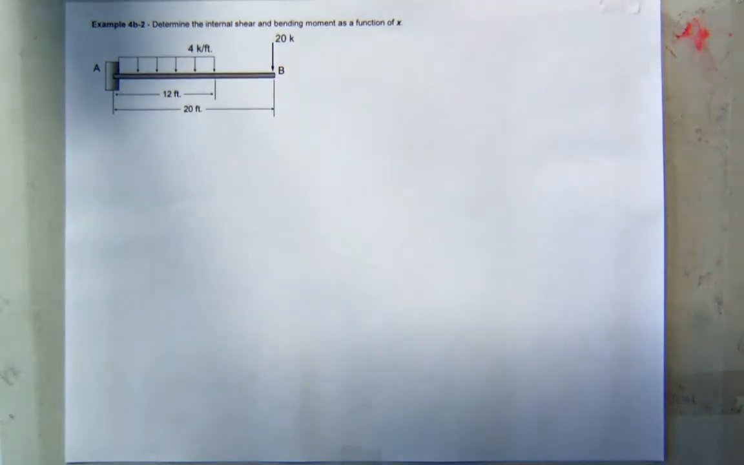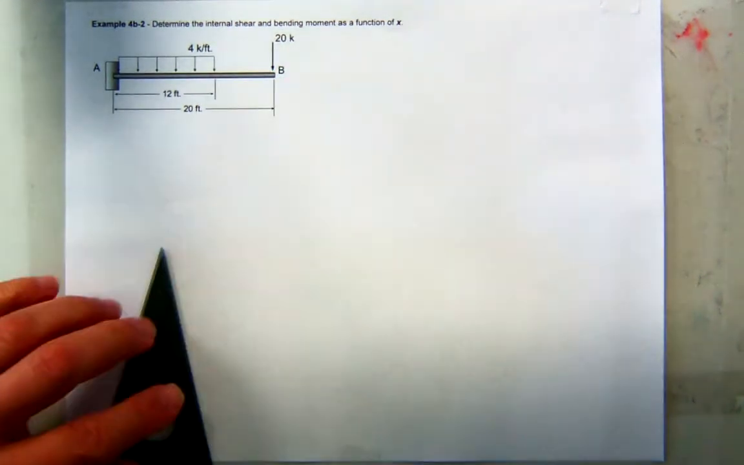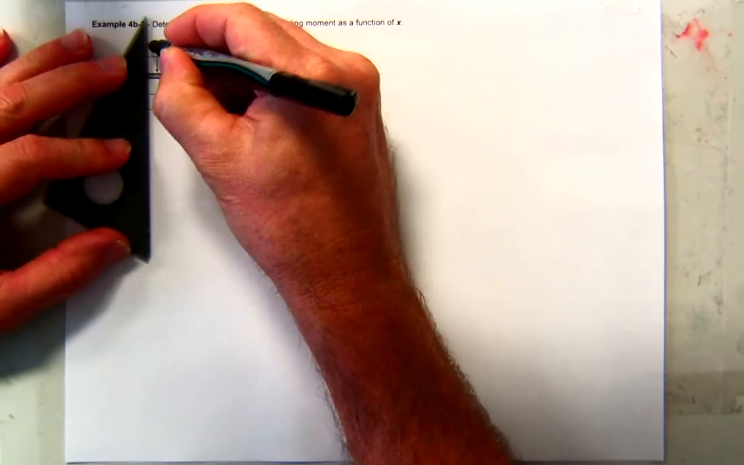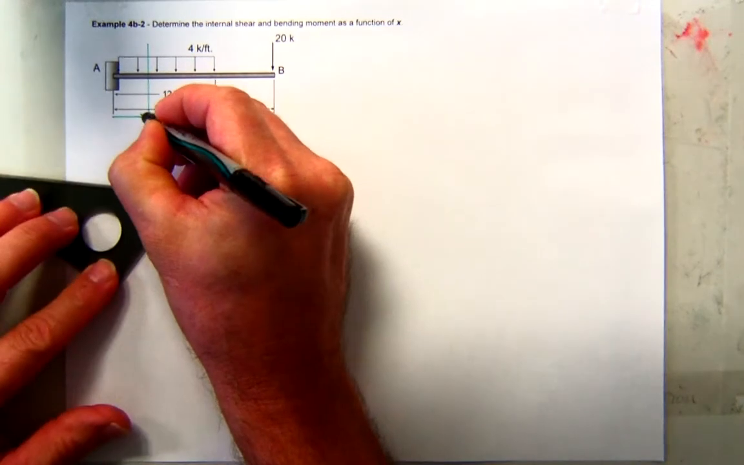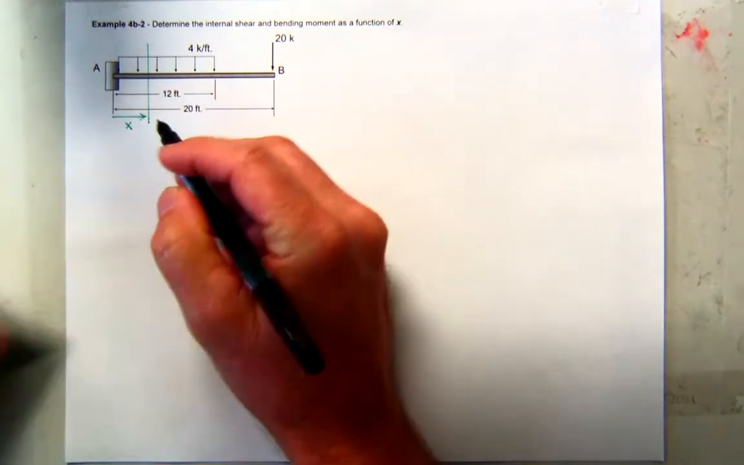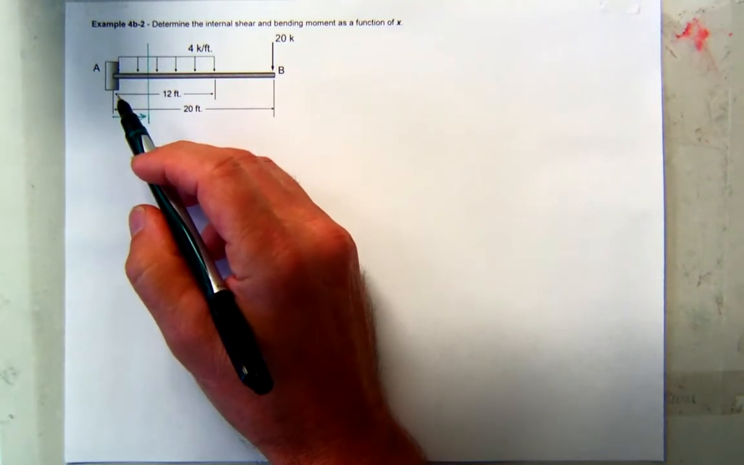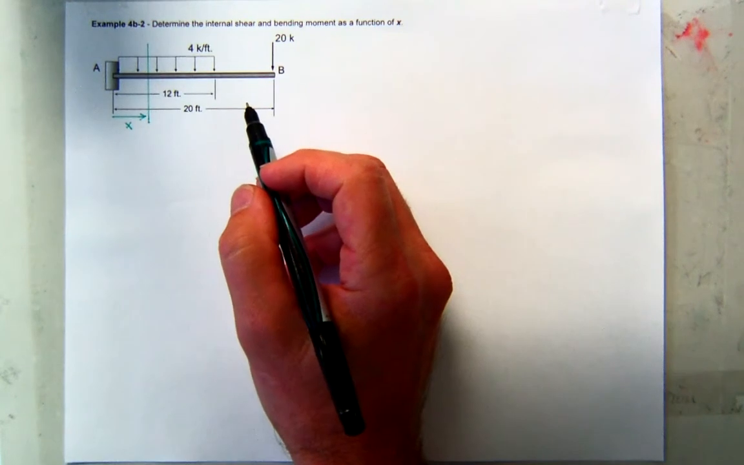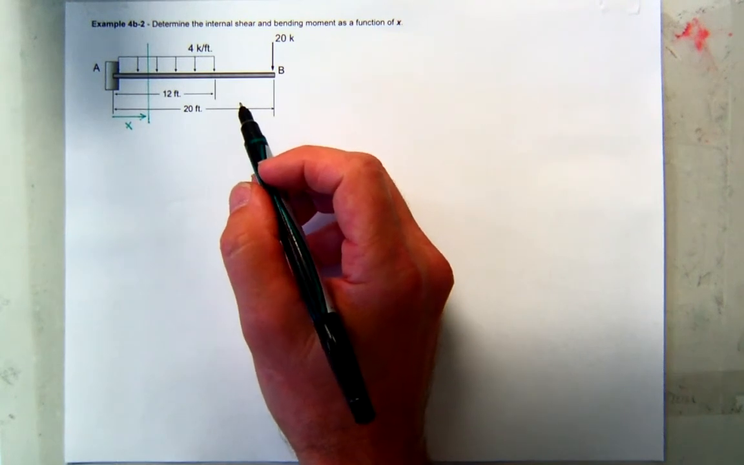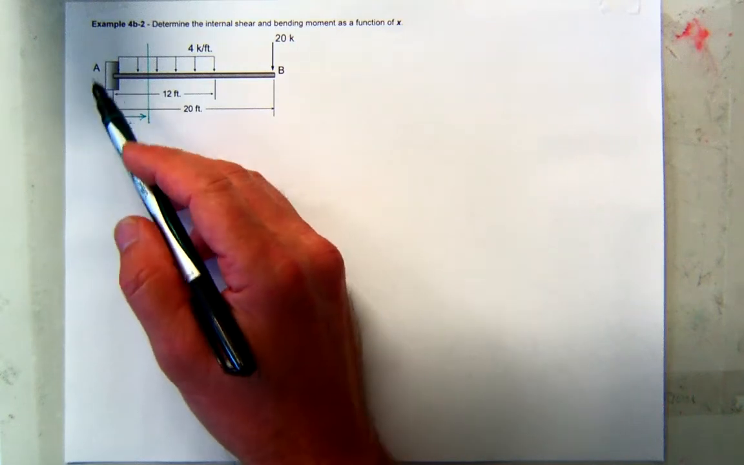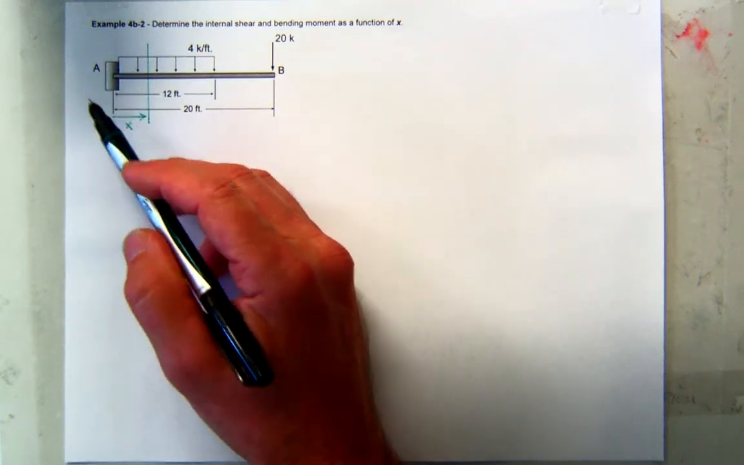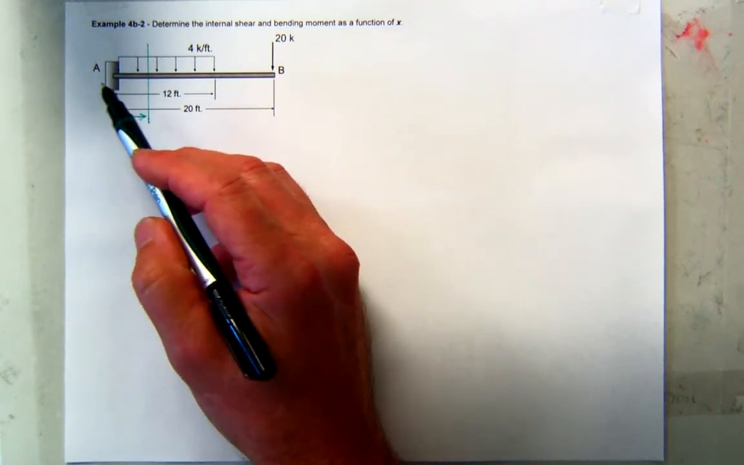Let's start with imagining a cut here, which would be at some distance x. Do you want to work the left side or the right side? We have to find our bending moment and shear. Yeah, if you go to the left side, you will have to find your bending moment and shear force here. That's not terribly hard to do.